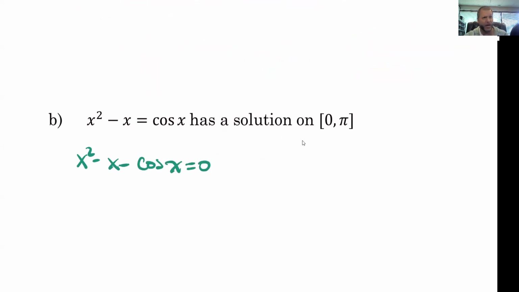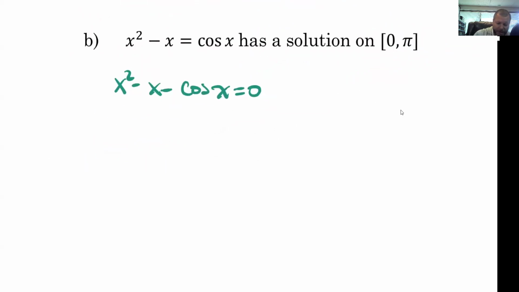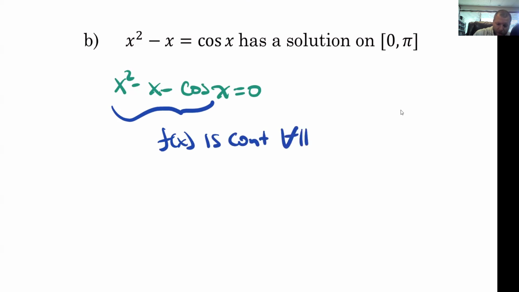Now, again, if you want a more detailed write up for this next part, just check out the other neater notes. But we would say that here's our f of x. And we know that f of x is continuous for all real numbers because x squared minus x is a polynomial, continuous for all real numbers, and cosine of x is continuous for all real numbers.